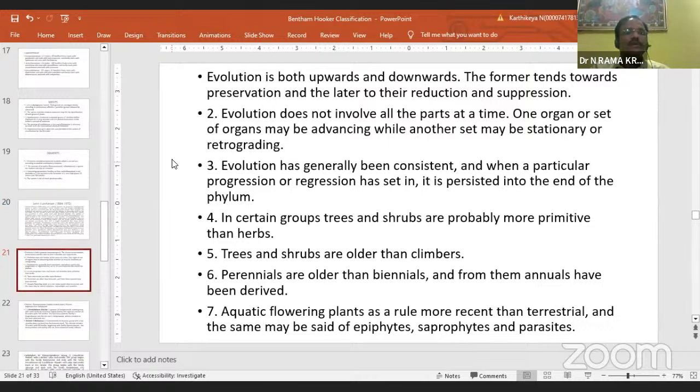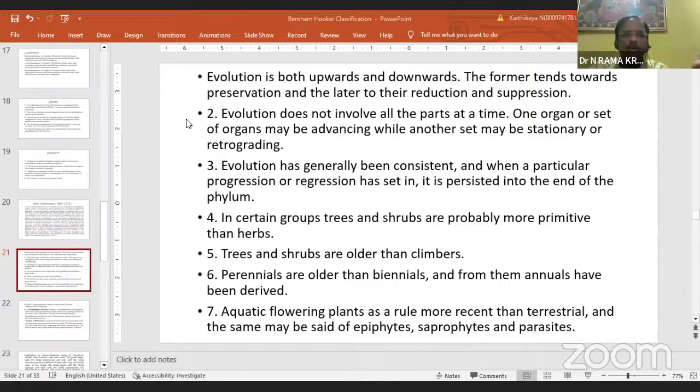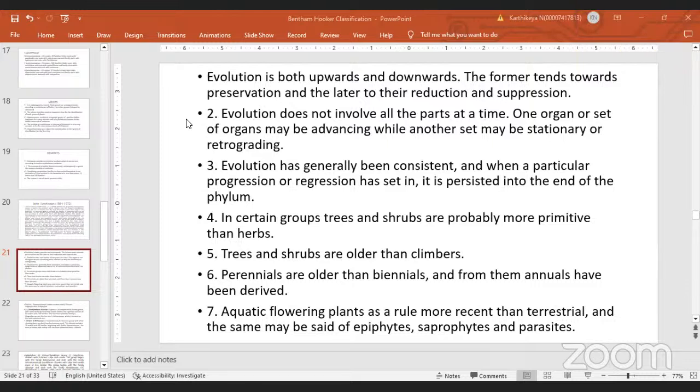Here the first point: evolution does not mean suffering. Hutchinson also divided. Sir, you're muted, sir. Is it okay now? Yes, sir. Disturbance.